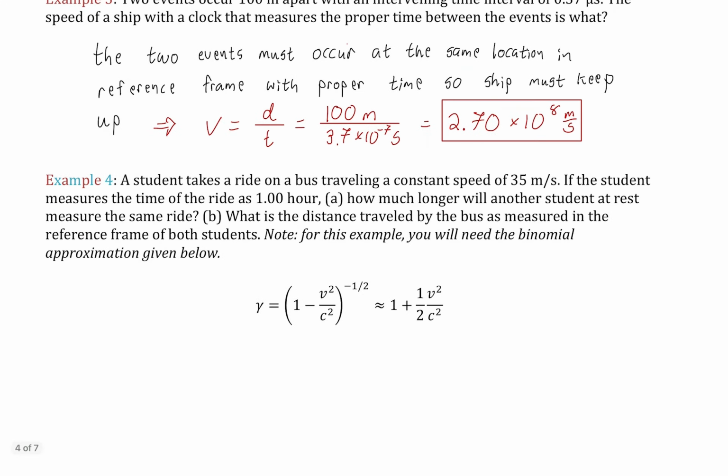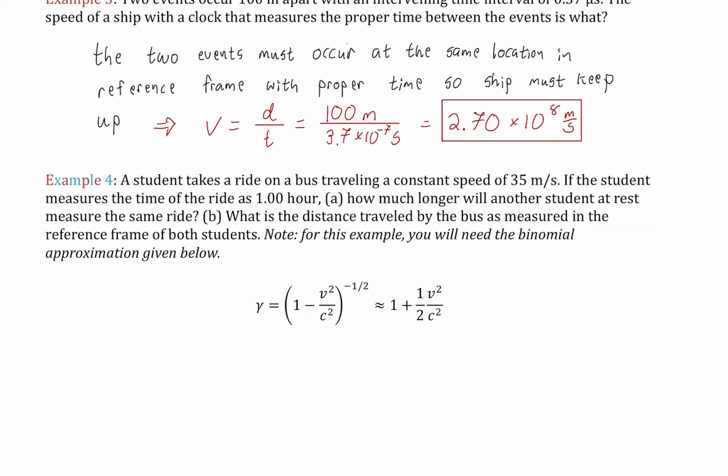Now on to another example, example 4. In this case, we're going to consider something much slower than either this ship or the neutrino. We're going to consider a student riding a bus. The bus is traveling fast for buses at 35 meters per second. If the student measures the time of the ride as 1 hour, then how much longer will another student at rest measure the same ride?